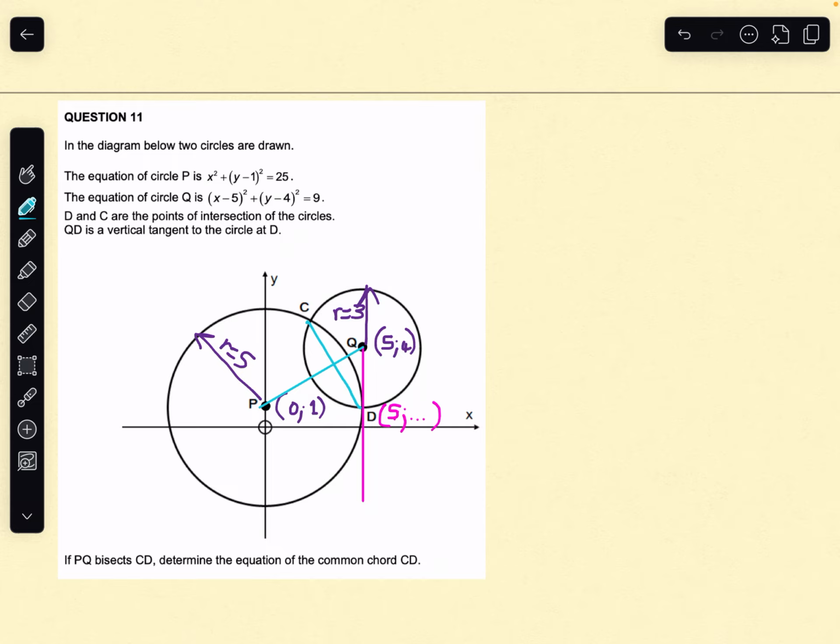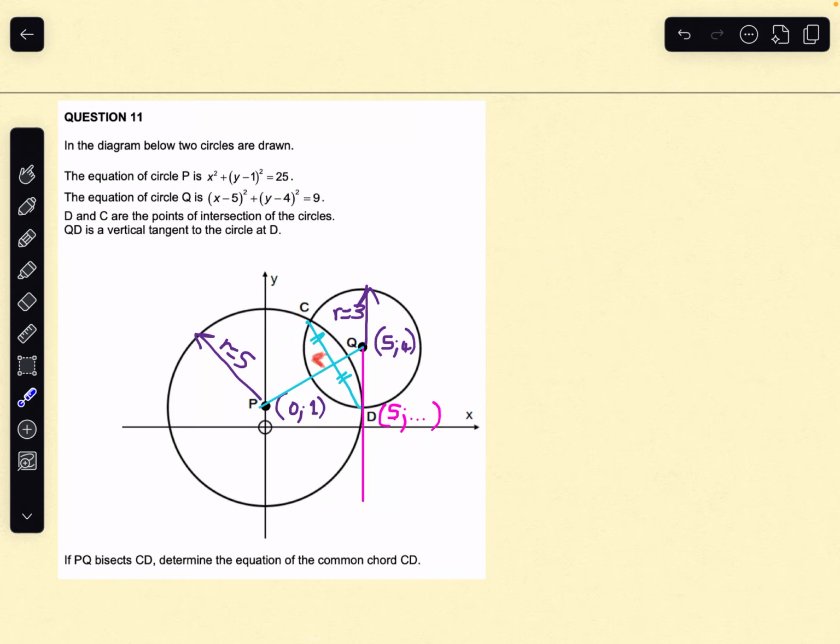So we're told that PQ bisects CD. Okay, and from Euclidean geometry, this is a line from the center bisecting a chord, meaning that they are perpendicular, right? That's one of the theorems from Euclidean geometry. I don't know if that's useful, but it might be useful, right? We are then asked to determine the equation of this chord that is common to both circles. It's in this circle and it's also in this circle, CD.